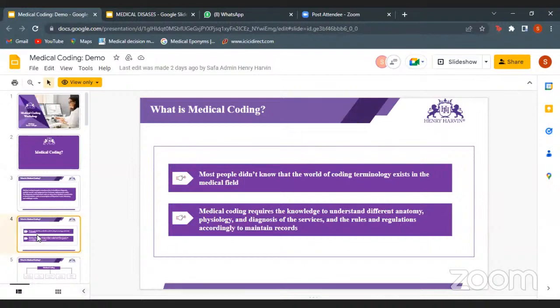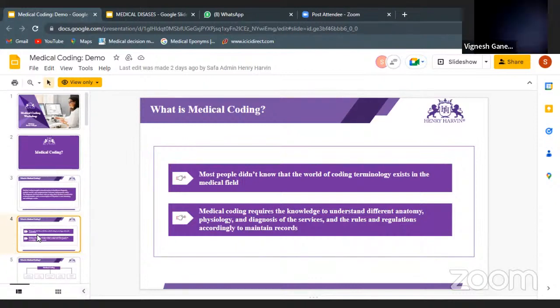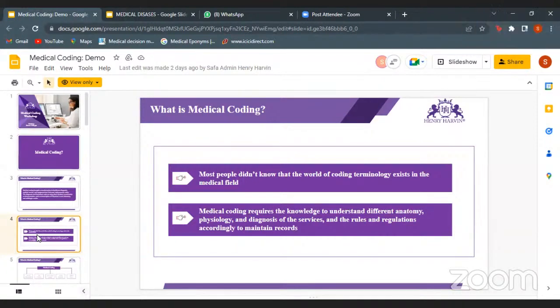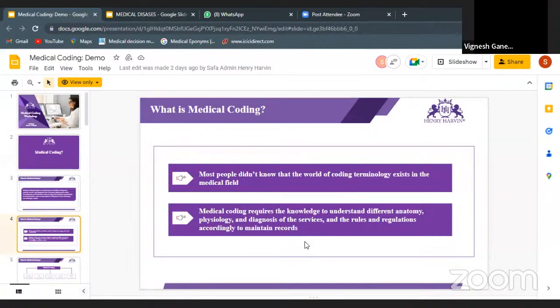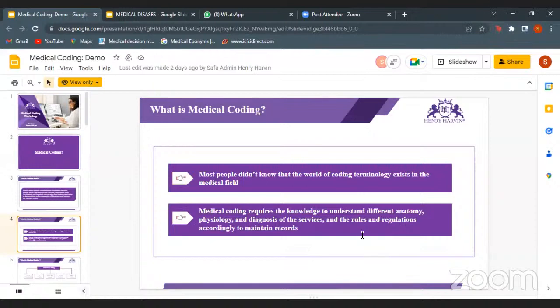Insurance company will see, okay, what is the plan of this patient and whether... Yes. So, depending on that, the insurance company will... I think somebody's background is loud.